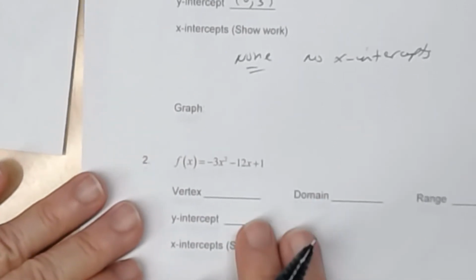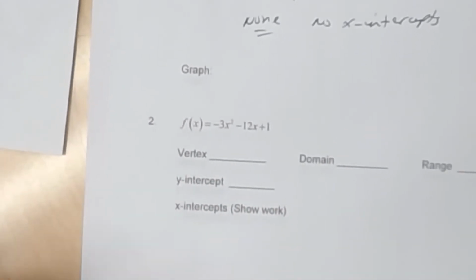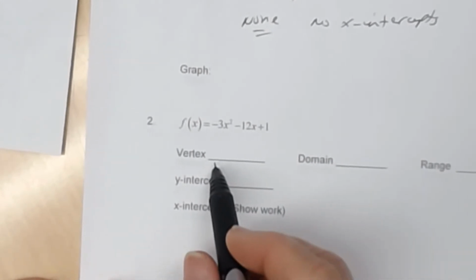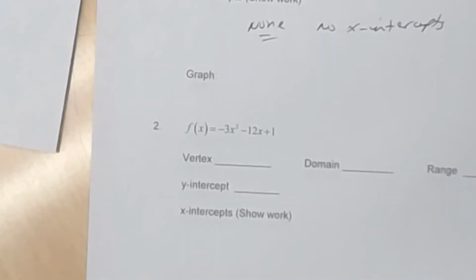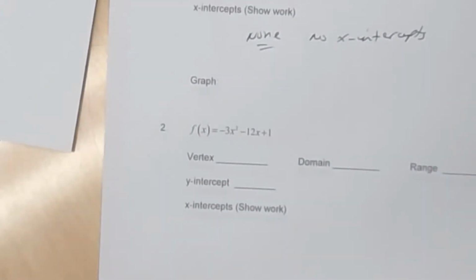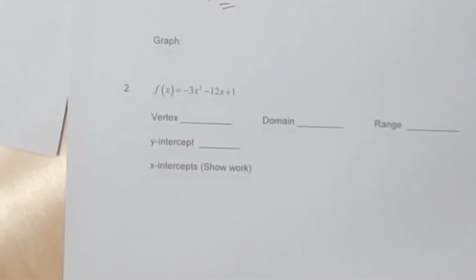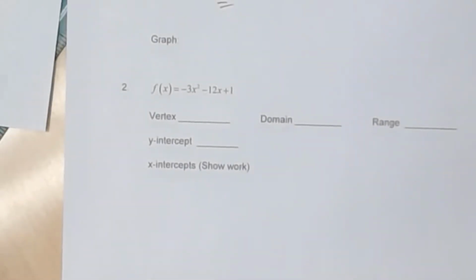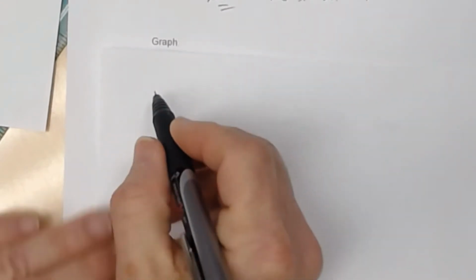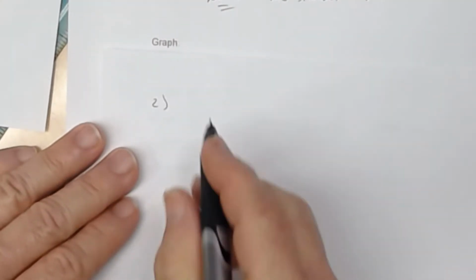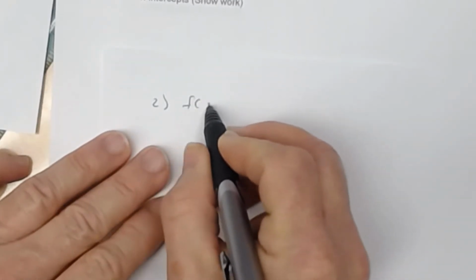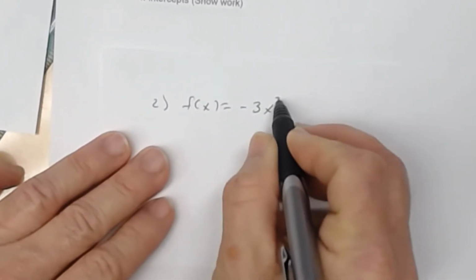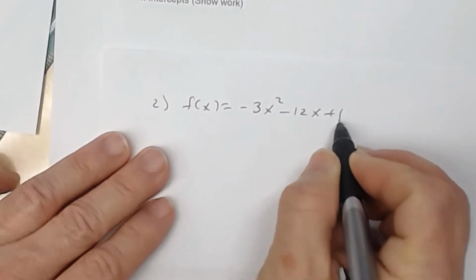So hopefully number 2 we do have x-intercepts, so we can see what to do with that. All right, now, again, let's find the vertex. So this will be number 2. Now let me go ahead and decrease the size here. All right. Okay, so let's look at number 2. So number two, our function's this. It's f of x equals negative 3x squared minus 12x plus 1.